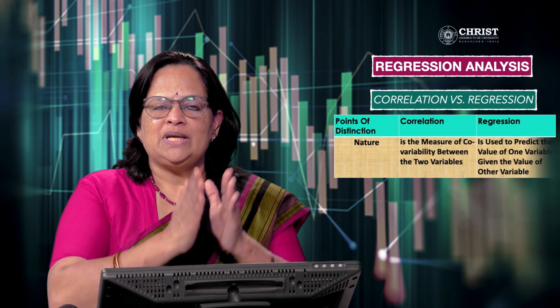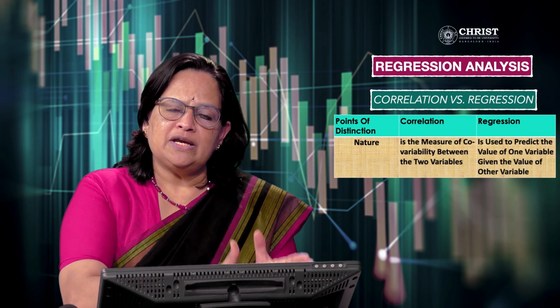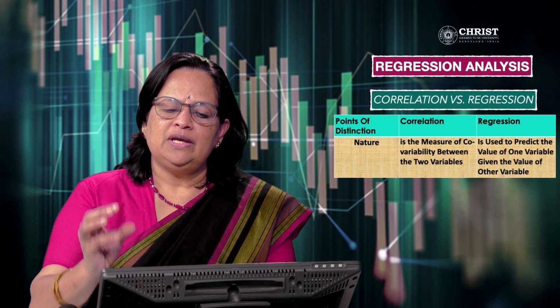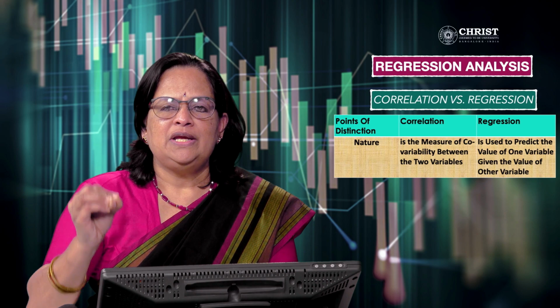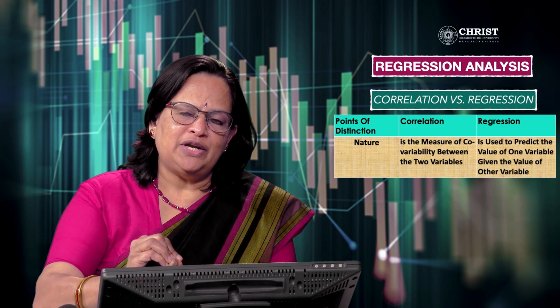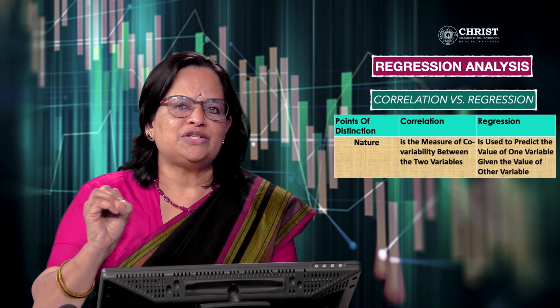Now we can see the differences between correlation and regression. Already I have told you that these are related concepts. In correlation, if you see the nature, we will measure the covariability between the two variables: sales and advertisement expenditure, income and savings, income and expenditure. These are related variables. Whereas regression analysis is used to predict the value of one variable given the value of other variable. If you want to reach one sales figure, what should be the advertisement expenditure? If you know your income, how much is your expenditure or how much is your tax? That is possible with the help of regression analysis.